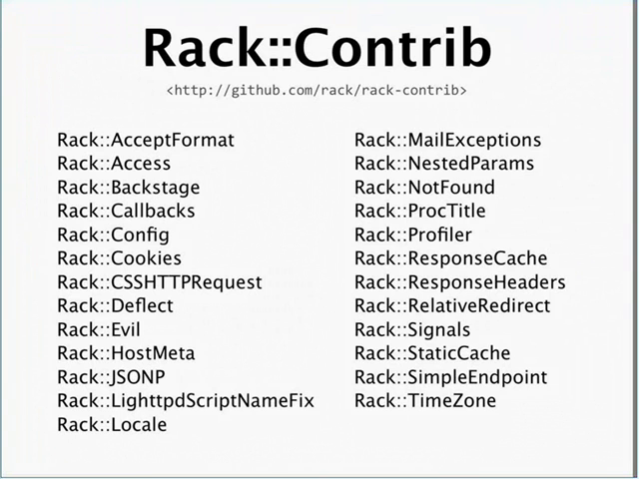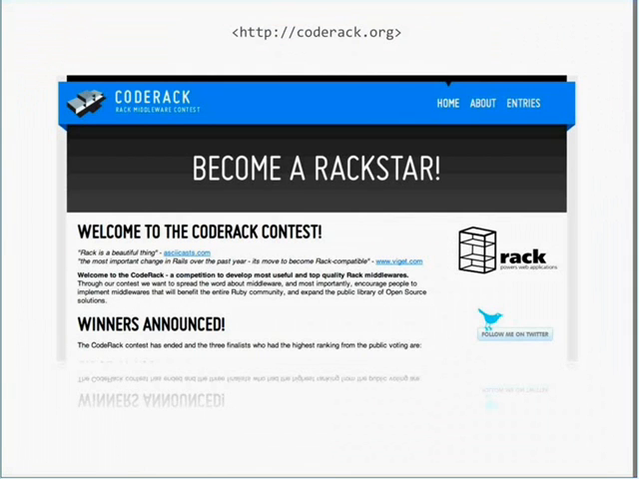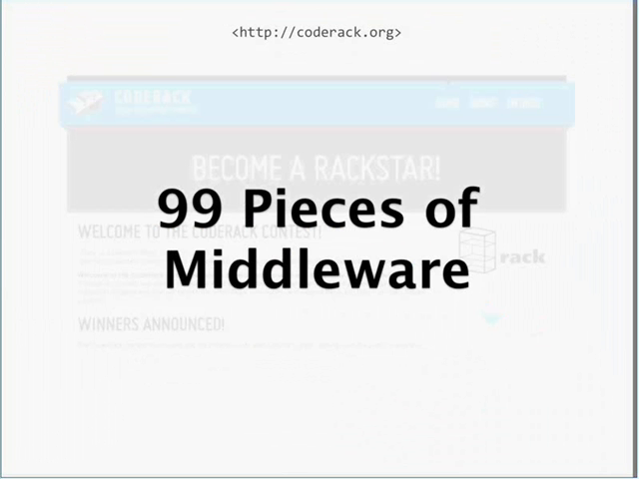And then finally, you have a contest that ran starting about, I don't know, 5 or 6 months ago called CodeRack. The CodeRack contest took submissions for middleware by anybody, and then there were votes and all this kind of stuff. But in the end, there were 99 pieces of middleware submitted. So there's 99 pieces of middleware available on the CodeRack site. So we're getting into the hundreds of pieces of these little components that can be snapped into any Rack application to extend it or add value.